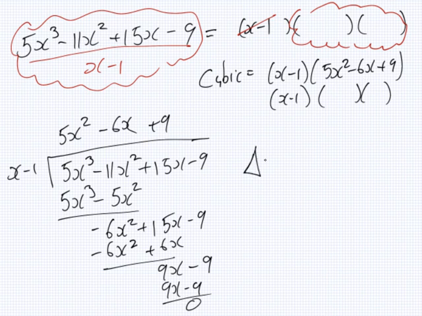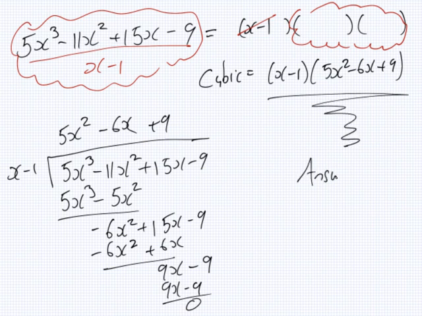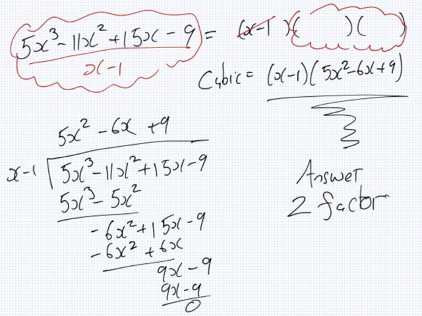So the discriminant equals b squared minus 4ac. So 180. This is negative. So how many roots? No roots. So I can't do any more. This is the answer here. So in this case there are 2 factors. This one and this one here. But sometimes there could be 3. And sometimes there could be 1.